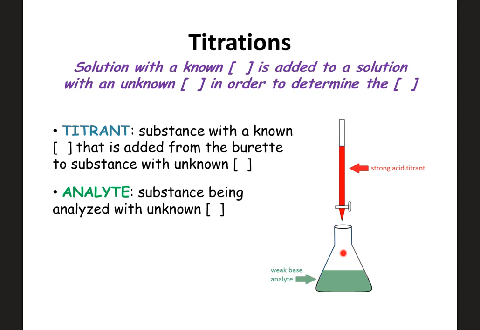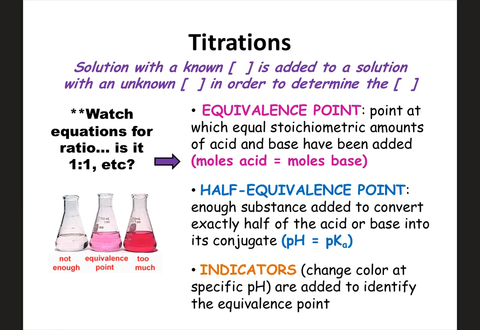The analyte is the substance you are analyzing. This would be the solution that's in the flask. All right, so you definitely need to be very familiar with these two terms. You could see them in problems. Titrant is what's being added from the burette, and analyte is what you are analyzing in the flask, trying to determine the concentration here.